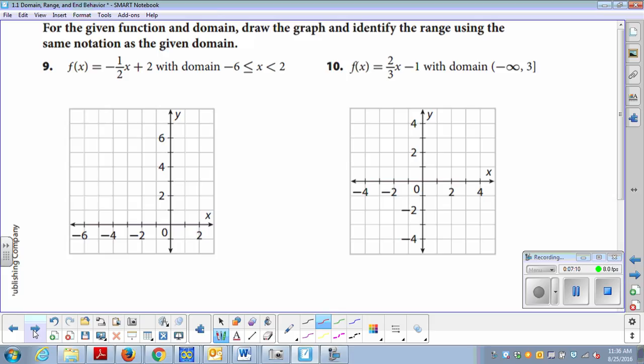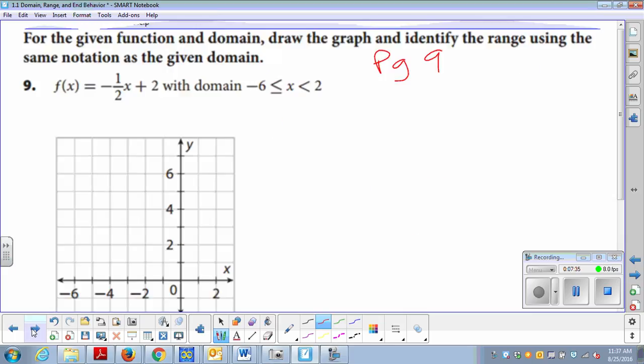Okay, now here's another example of a different domain and range problem. What we want to do is take the function that's already given to us, and it also gives us a domain where it's going to stop and start. And what we want to do is graph it based on this and then figure out what the range is going to be. So let's take a look at number 9.